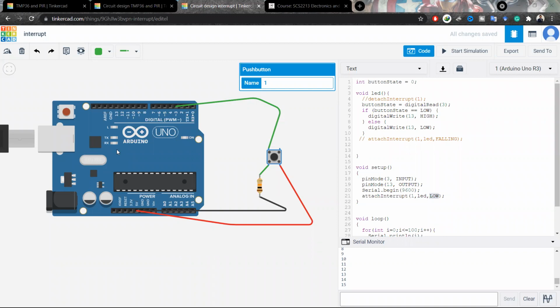Similarly, if we replace the push button with a TMP36 and use falling, it will work. Someone asked me whether we can replace this push button with a TMP36 and use falling. Yes, that will work. We can do that, but the TMP36 gives a range of values. You mean about this high and low thing? Yes, that will work.